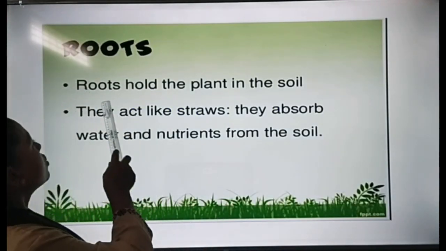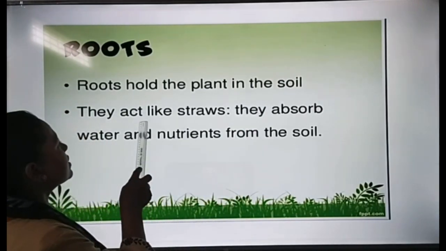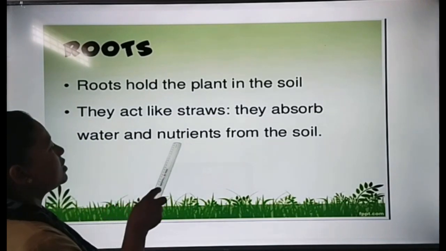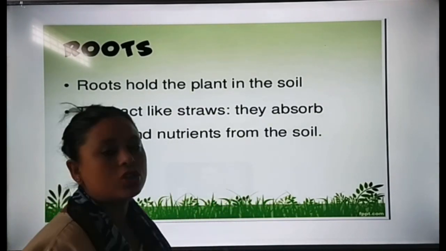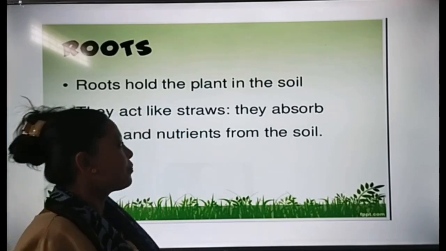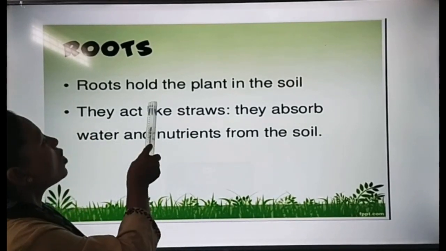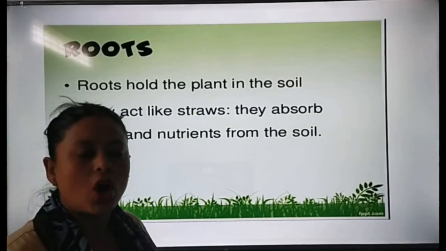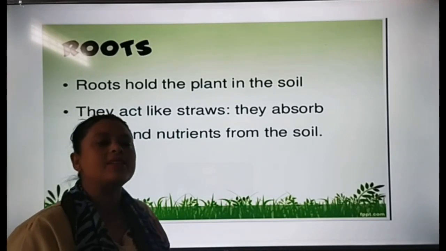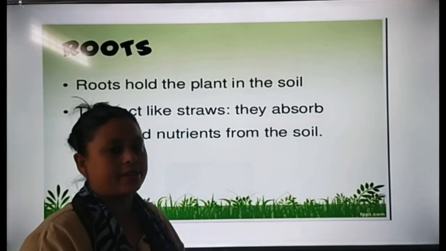So, roots hold the plant in the soil. They act like straws. They absorb water and nutrients from the soil. So, plants also need nutrients to grow. Okay. And what is the function of the roots? Roots hold the plant in the soil so that plants can stand straight.